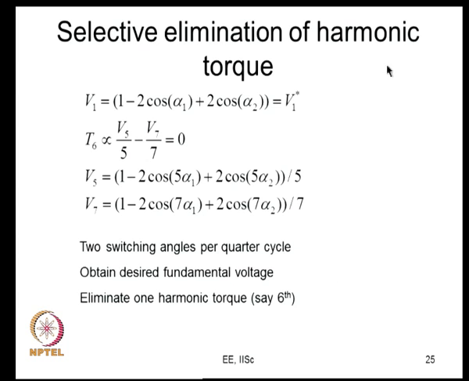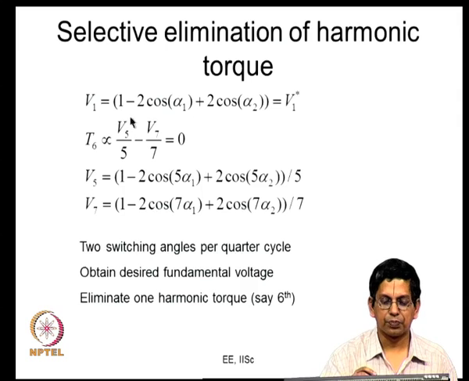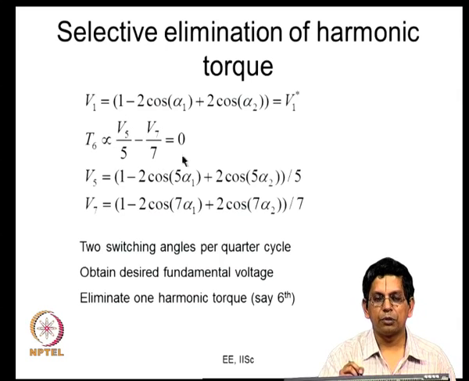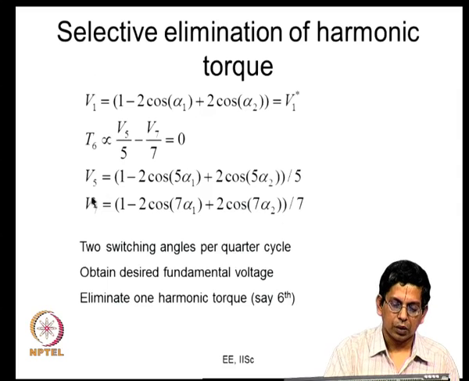Now, we are talking of selective elimination of harmonic torque. So, we want the fundamental voltage like before, V 1 is 1 minus 2 cos alpha 1 plus 2 cos alpha 2 equals V 1 star. But what we want is that, instead of a particular harmonic voltage being eliminated, we want the particular harmonic torque to be eliminated. That can be achieved in certain cases by ensuring that V 5 by 5 minus V 7 by 7 is equal to 0. So, what is this V 5?